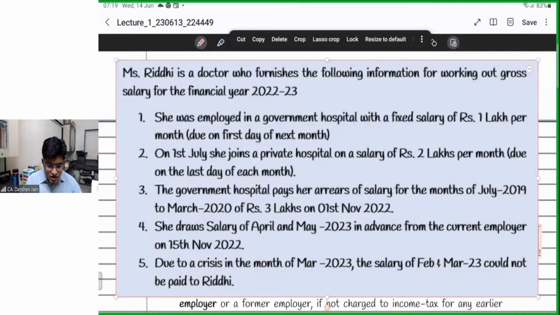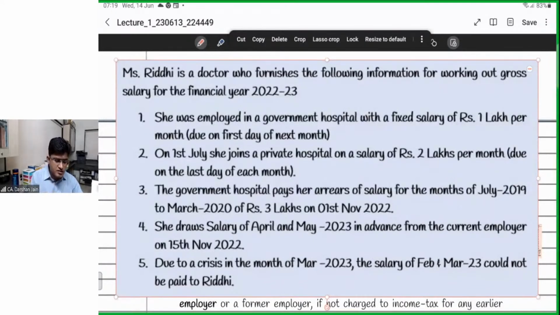Now, she draws salary of April 23 and May 23 in advance. So she's drawing advance salary. Now, understand, advance salary is going to be taxed in the year of receipt, though it has not become due. April and May have not become due up to 31st of March 23, but yet it would be taxed in the year of receipt.